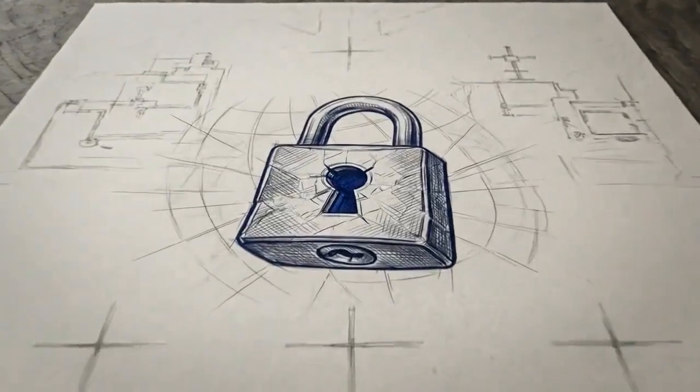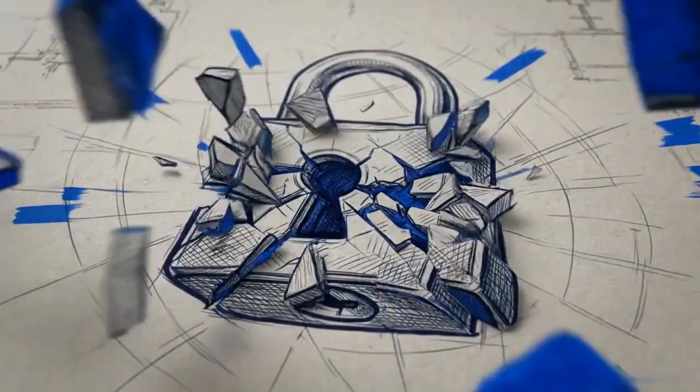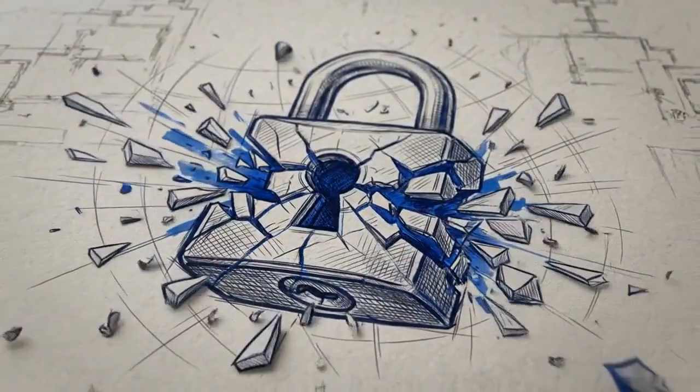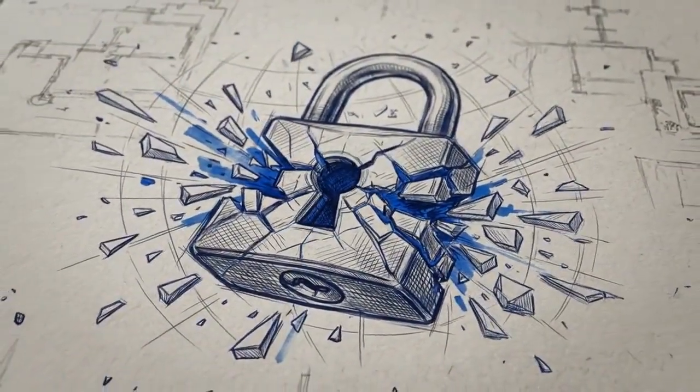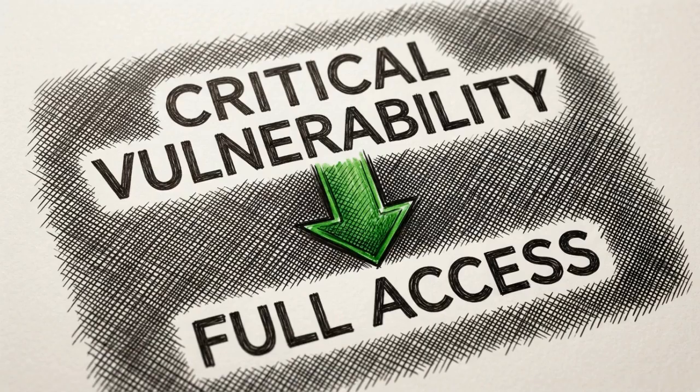In this visualization, a digital lock shatters from the inside out. This demonstrates the impact of capturing a victim's password reset token entirely remotely, bypassing their security without ever touching their actual computer. Today, we are demonstrating how to execute a host header injection attack to achieve full account takeover.